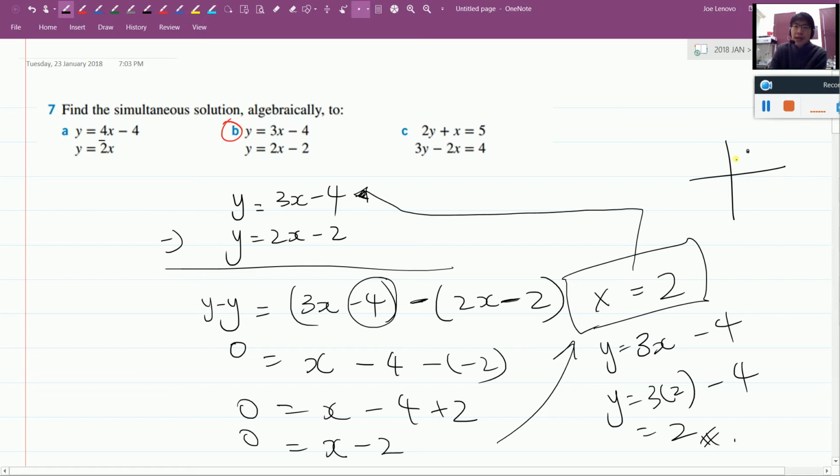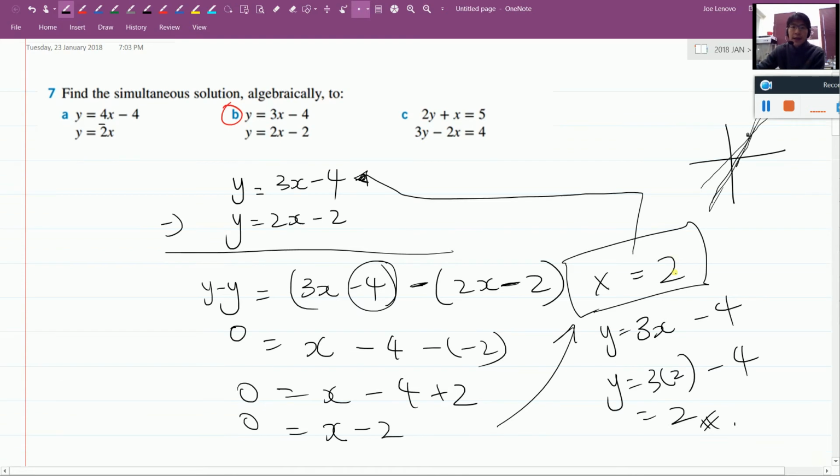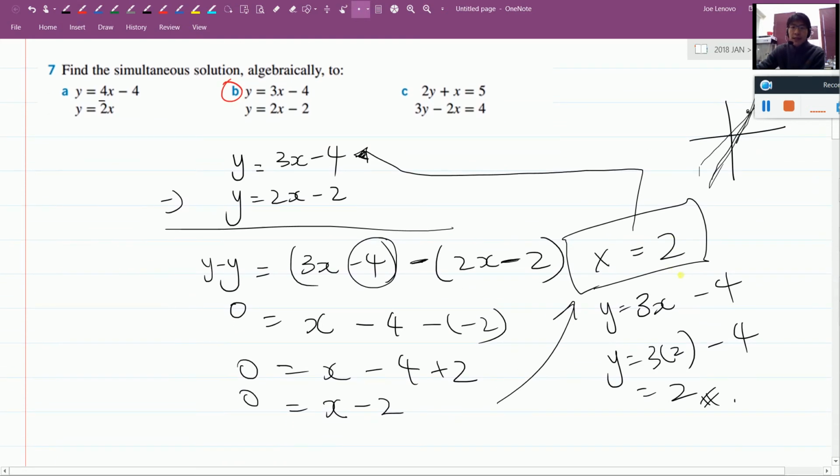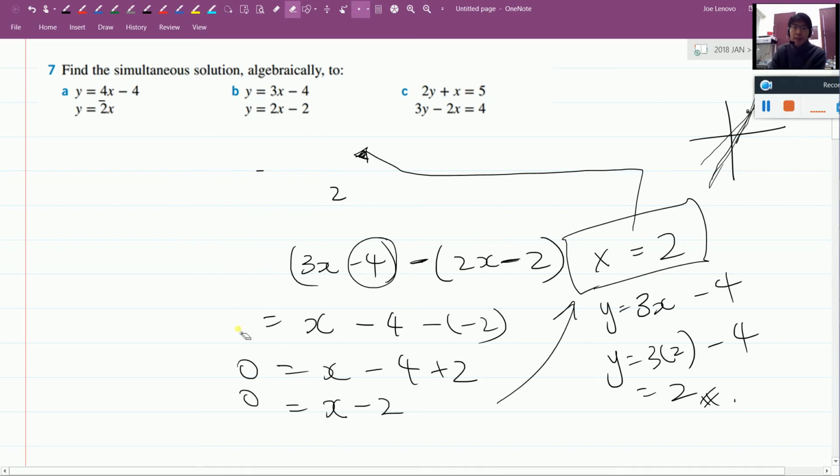So 3x minus 4 is going that way, and 2x minus 2 is going that way. So two lines join together at that point, approaching each other. Hopefully the second one would be no questions. It's easy to have the slope and intercept form.